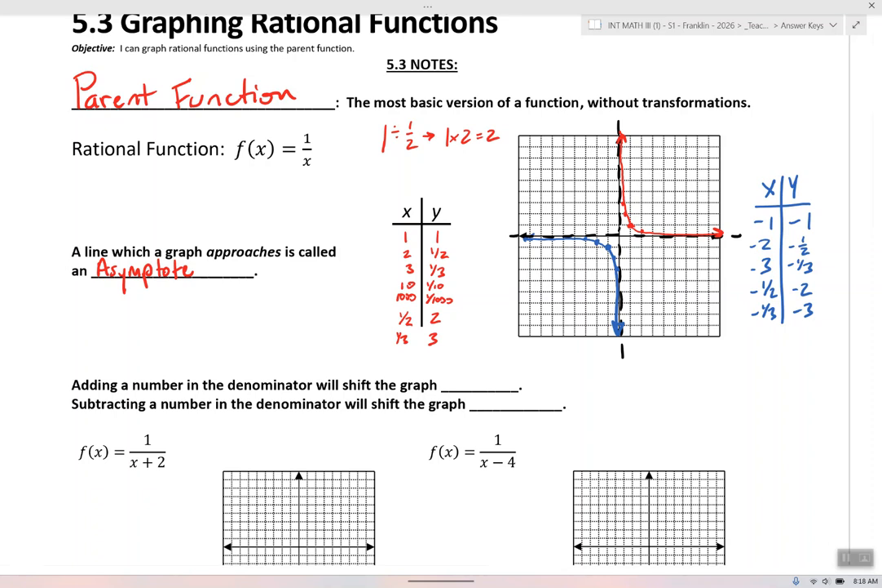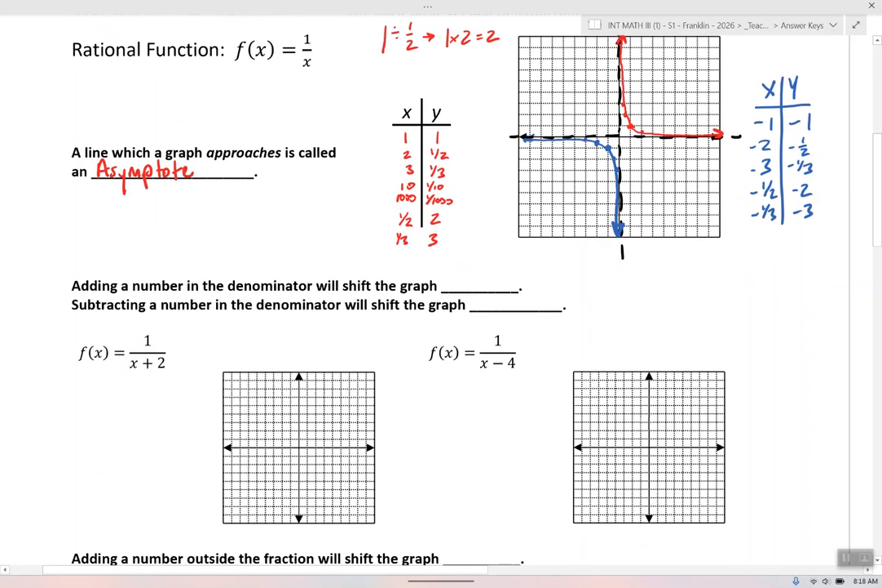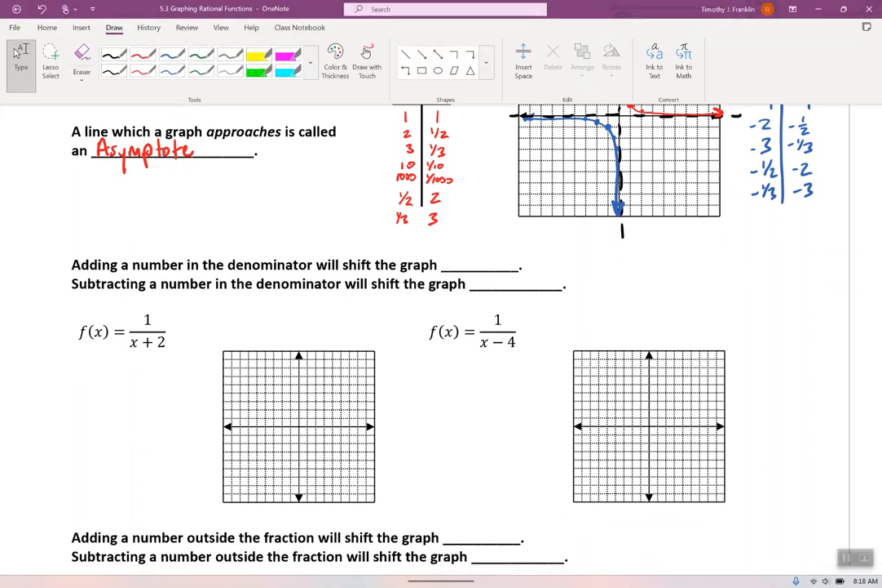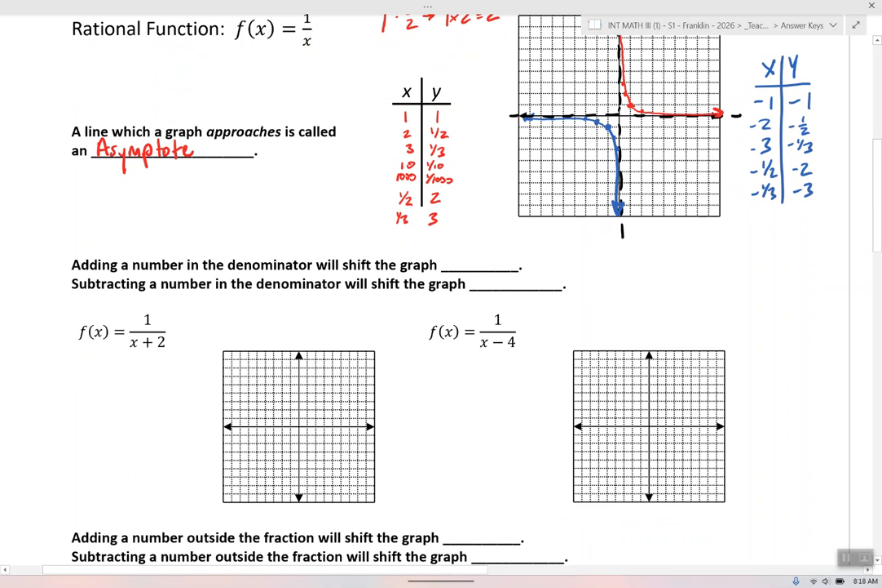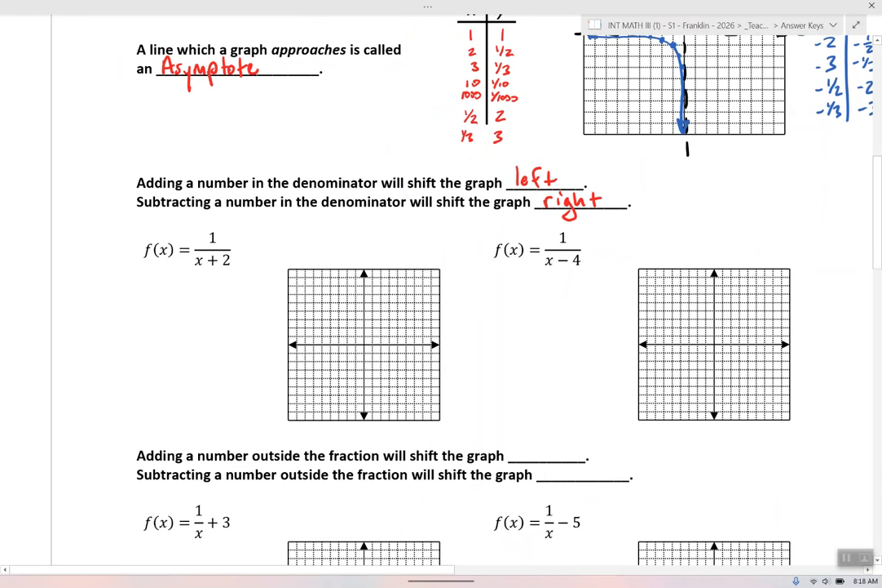Now what we're going to use this parent function for is graphing with different numbers applied to it that's going to transform the graph in some way. So adding a number in the denominator will shift the graph one way. Subtracting a number will shift the graph another way. So if we add a number in the denominator, that's actually going to shift the graph left. And if we subtract a number, it will shift the graph right. And we can see this if we make a t-chart here.